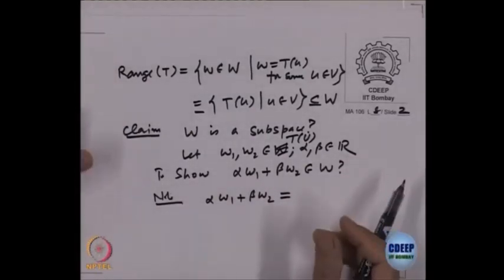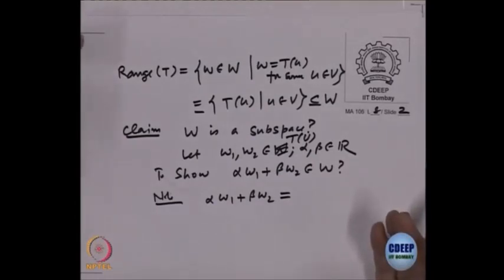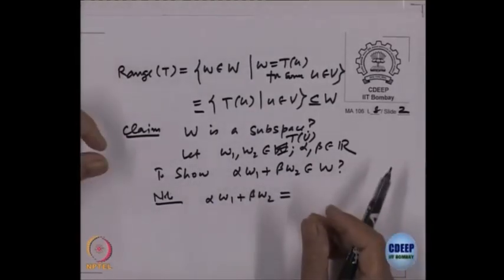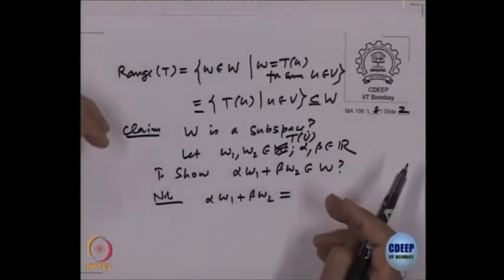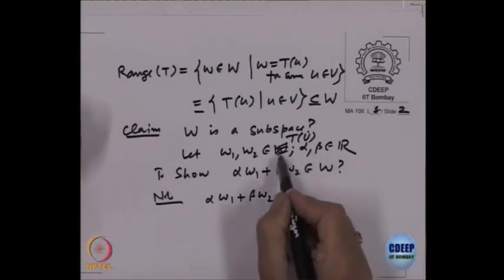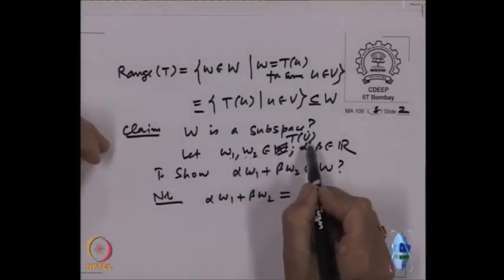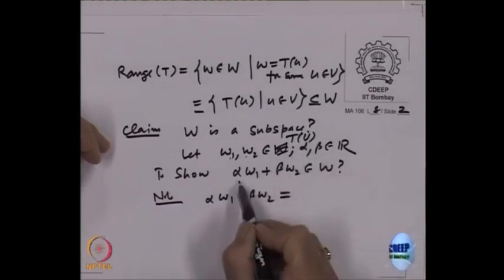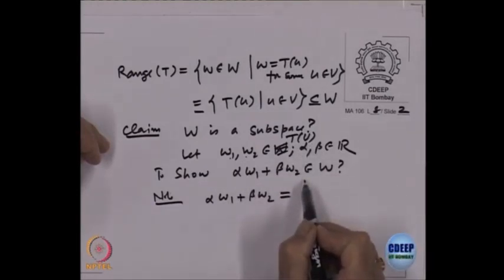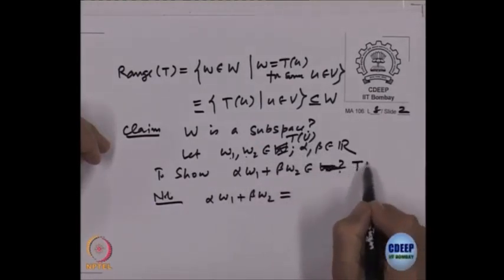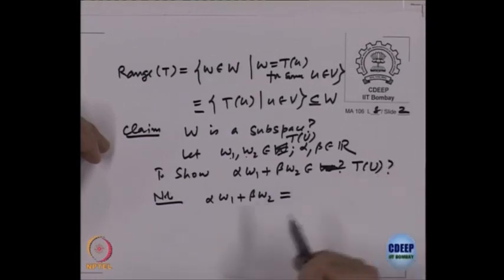The other one is always true, that if two elements are in W, then the linear combination is in W, that is a subvector space anyway. But to show that the range is a subspace, here was the mistake: W1, W2 belonging to the range should imply the linear combination is also inside the range, right. That is what is to be shown.